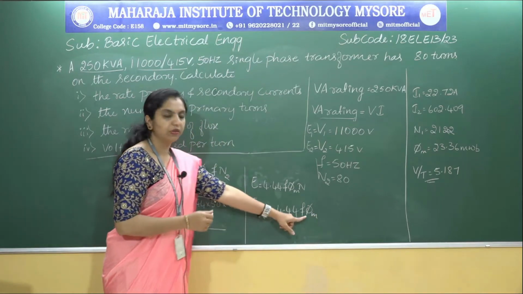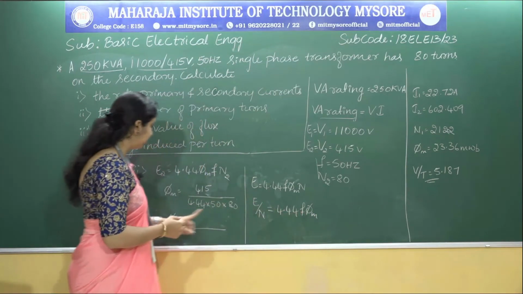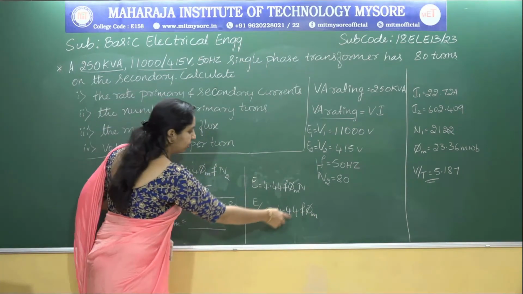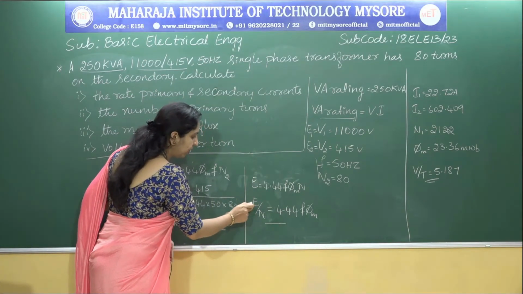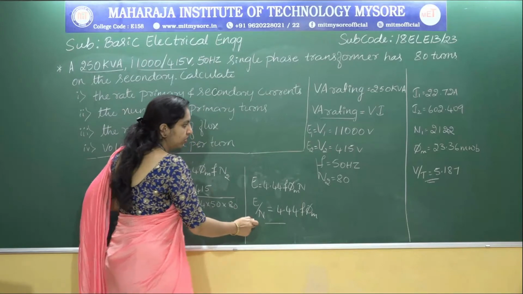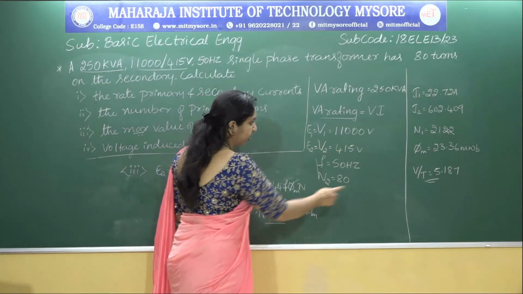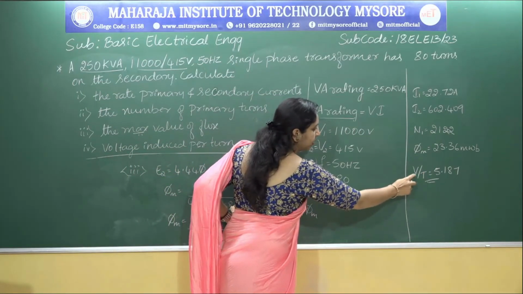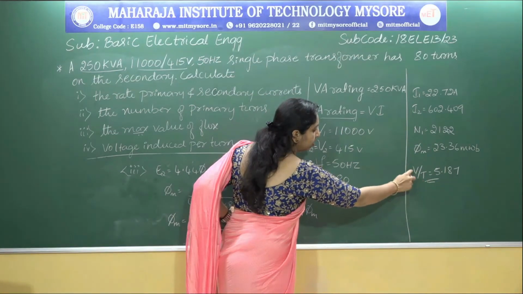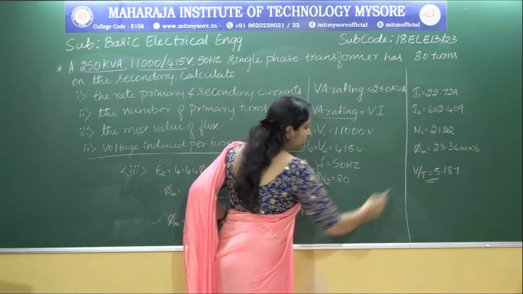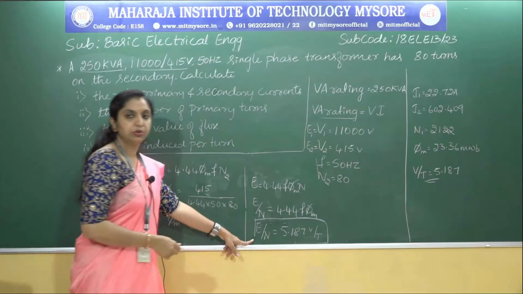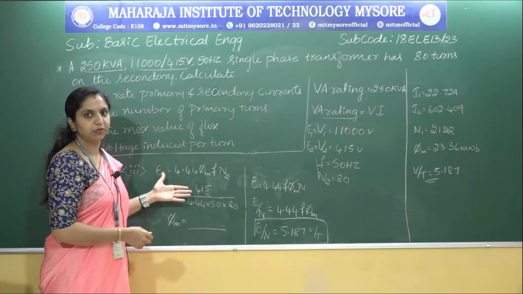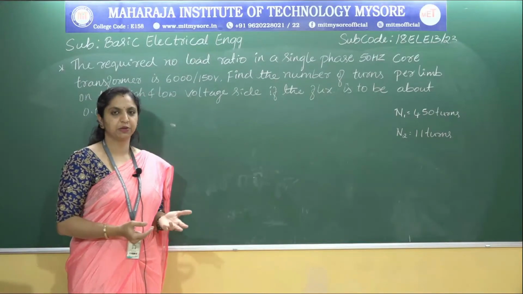Here we know the value of frequency and we have calculated the value of phi m. So substitute all these values to find E divided by N, which is the induced EMF per turn. We get it in terms of V by T. V by T is nothing but voltage induced per turn, which is equal to 5.18. In this way we can calculate all these values. Now we shall move on to the next problem.